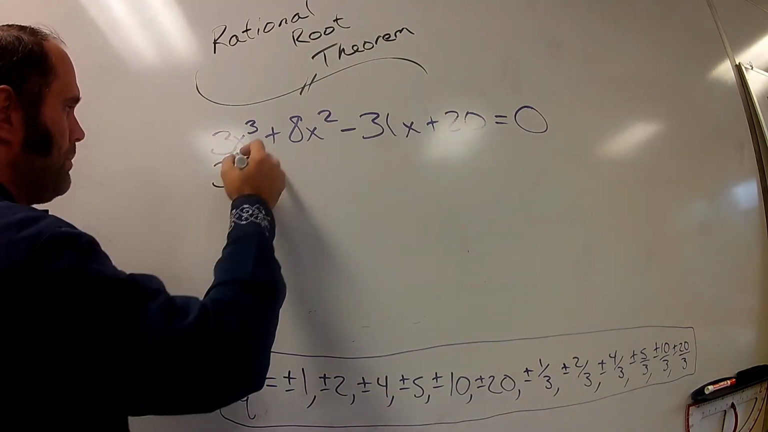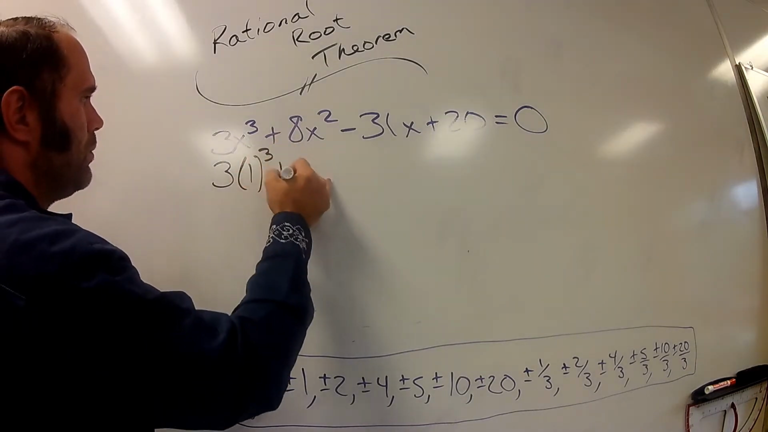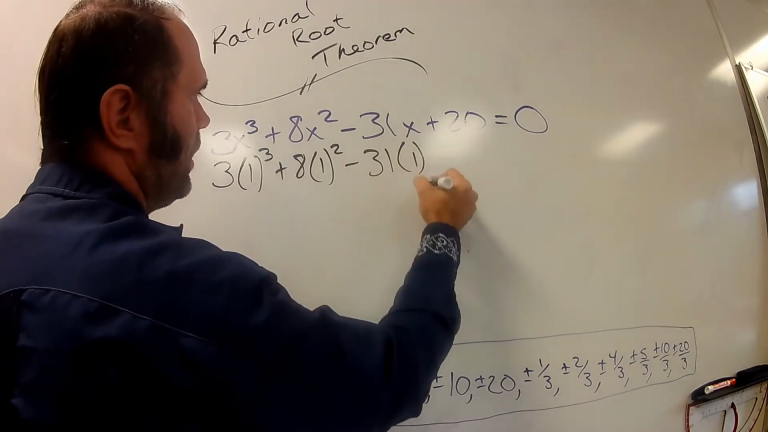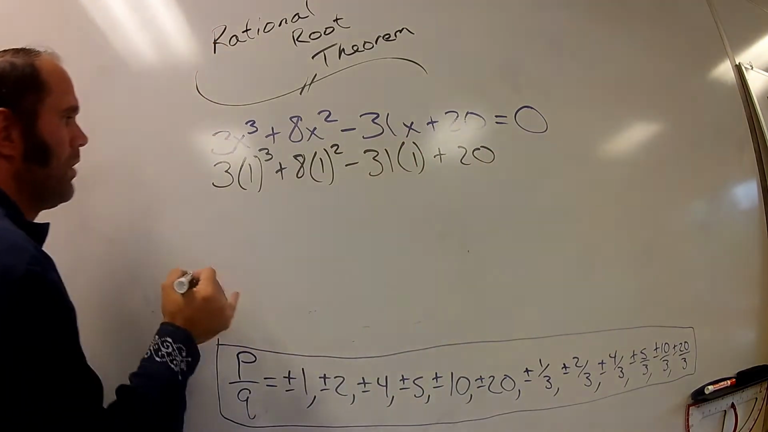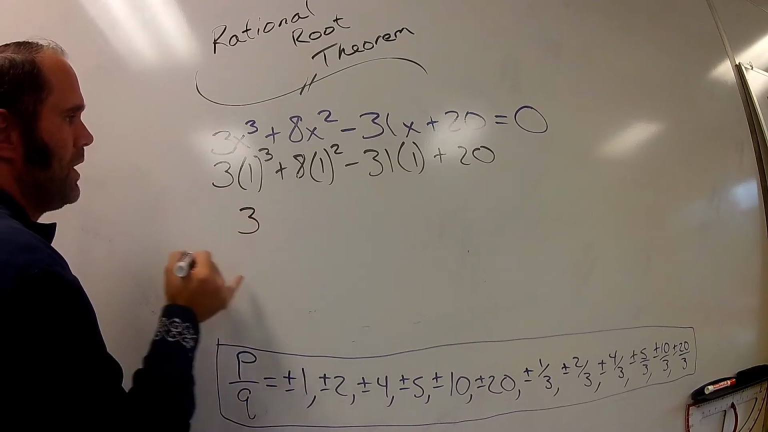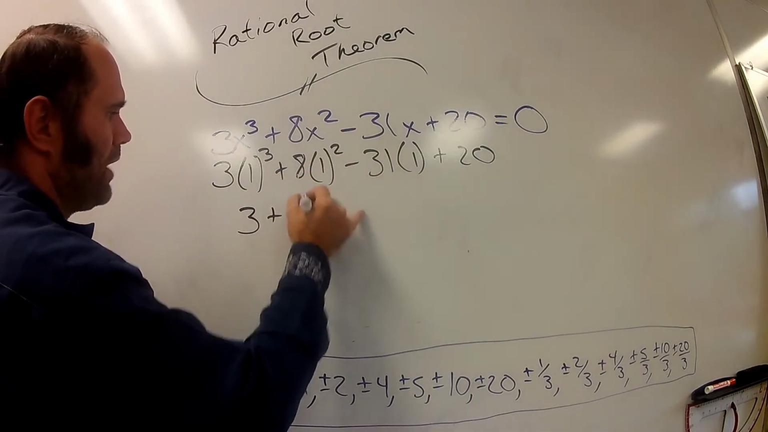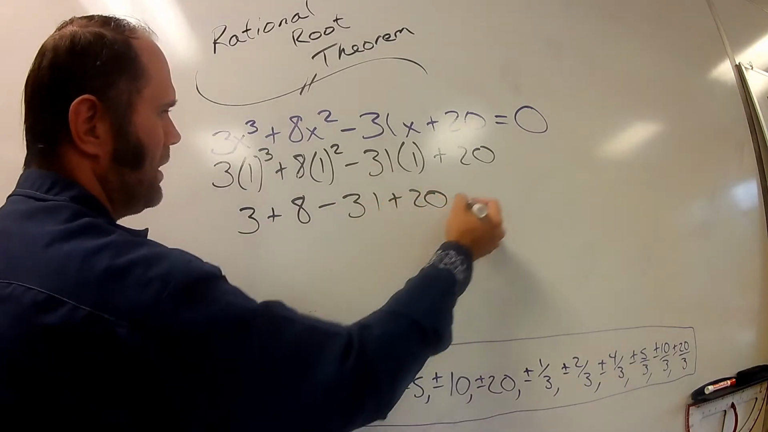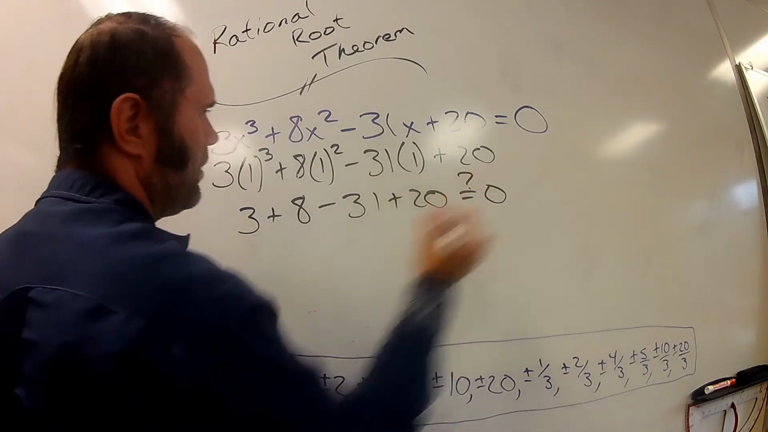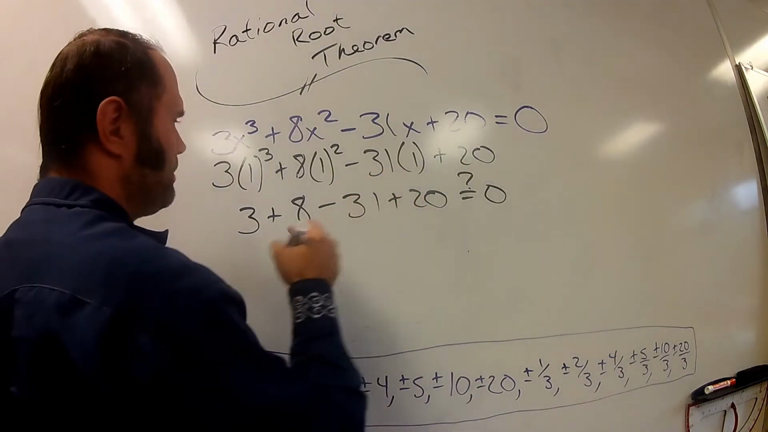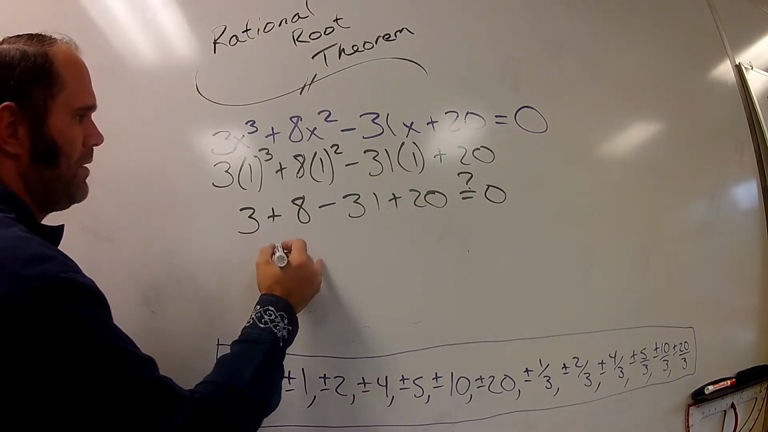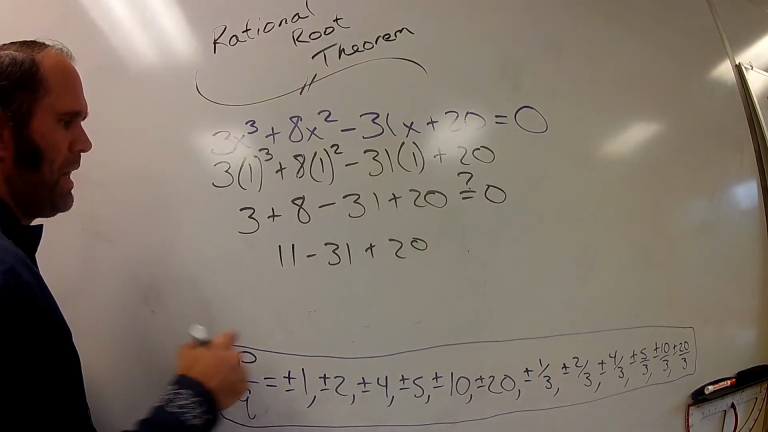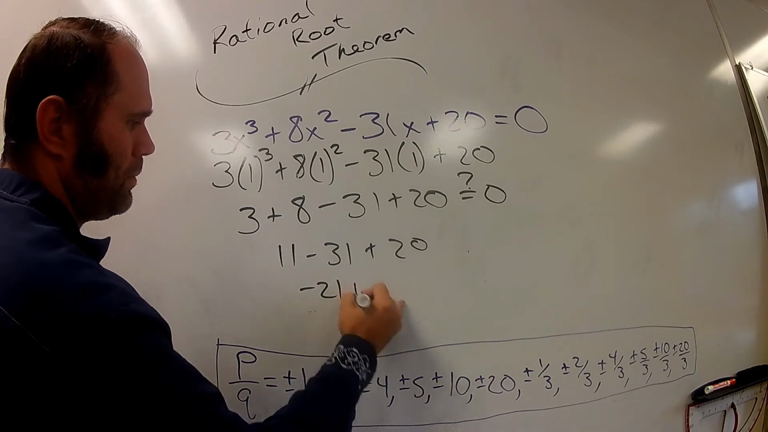So 3 times 1 cubed plus 8 times 1 squared minus 31 times 1 plus 20. So we're getting 1 cubed times 3 is 3, plus 1 squared times 8 is 8, minus 31 times 1 is 31, plus 20. And does that equal 0? That's the question we want to know. So 3 plus 8 is 11, minus 31 plus 20. 11 minus 31 is negative 20, plus 20.